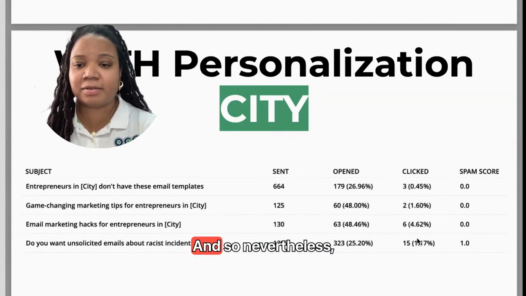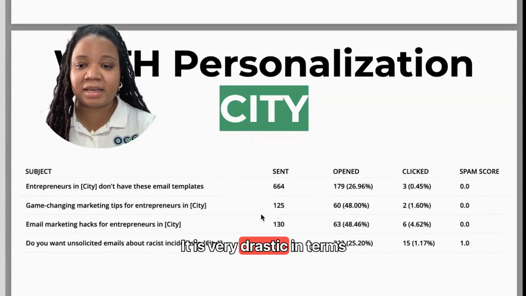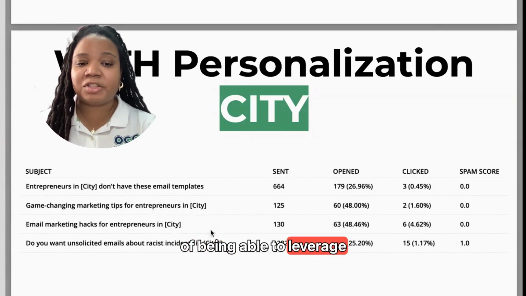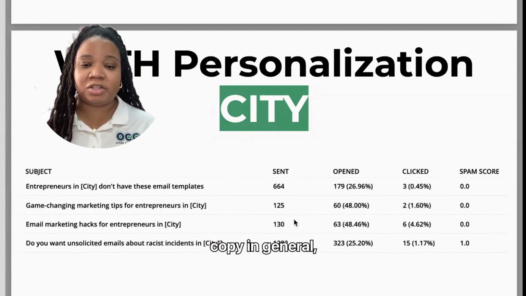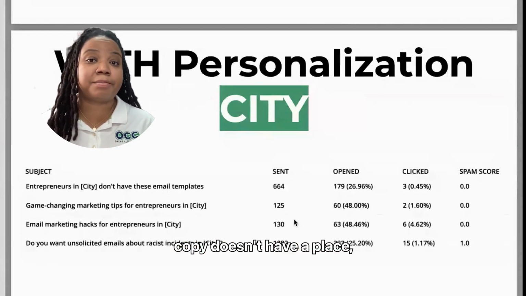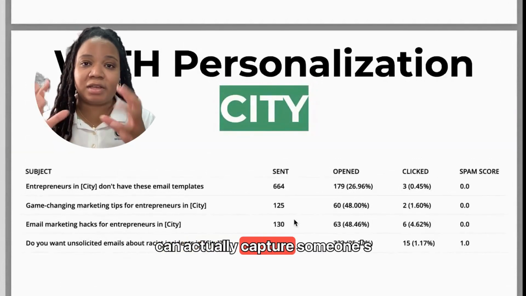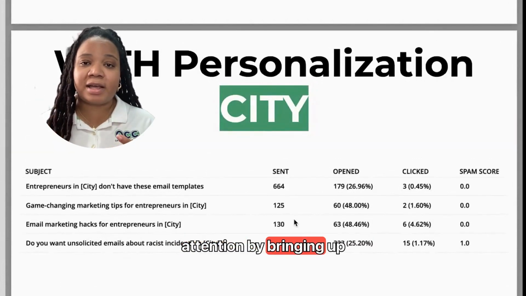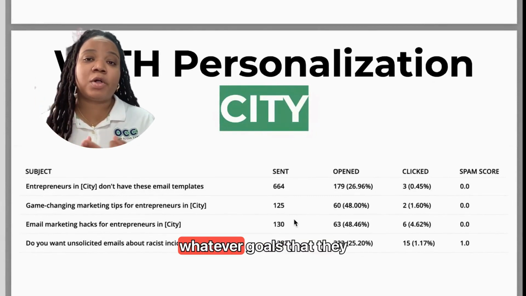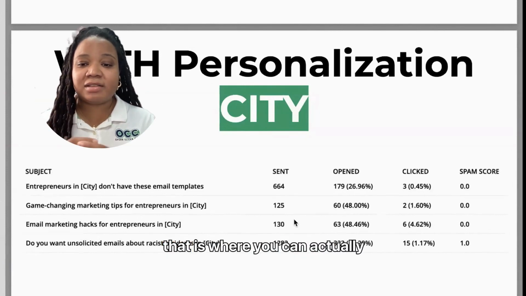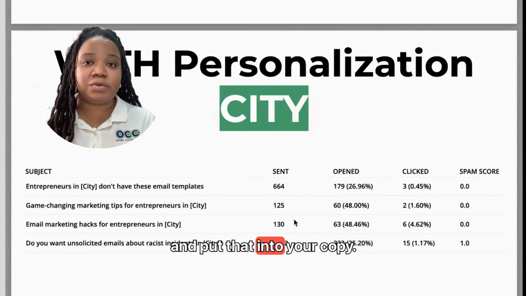Yeah, by 4x. Nevertheless, you can see that it is very drastic in terms of being able to leverage personalization versus just writing compelling copy in general. It doesn't mean that compelling copy doesn't have a place, but it is much better when you can capture someone's attention by bringing up some sensitive data, such as their city, their birthday, or whatever goals they may have listed. That is where you can extract some very personal data and put that into your copy.